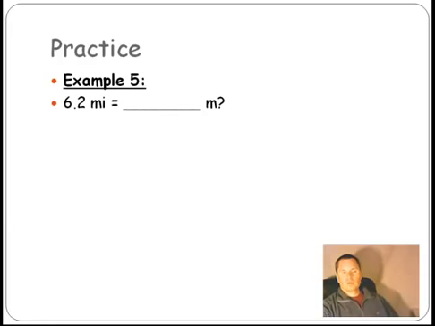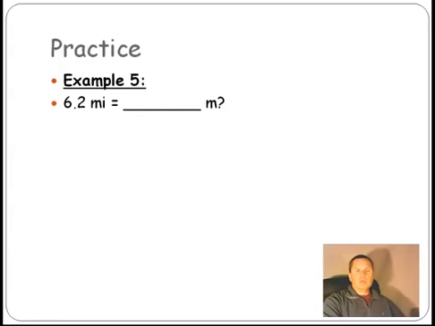All right. One more here for you. 6.2 miles going to meters. So we're going from English units to metric units. Now there's a couple different ways to do this. I'm going to show you one. It doesn't mean it's the only way. Now if you take a different route to this, you may get a slightly different answer because of inconsistencies in conversions between metric and English. But let's try this one.